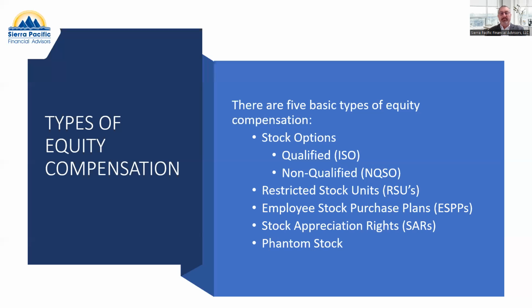Also, there are employee stock purchase plans, or ESPPs, and these provide employees the right to purchase company shares, usually at some discount, which normally we see about 15%. And employee payroll deferrals are used to purchase the stock at a predetermined point, for example, at the end of every quarter.